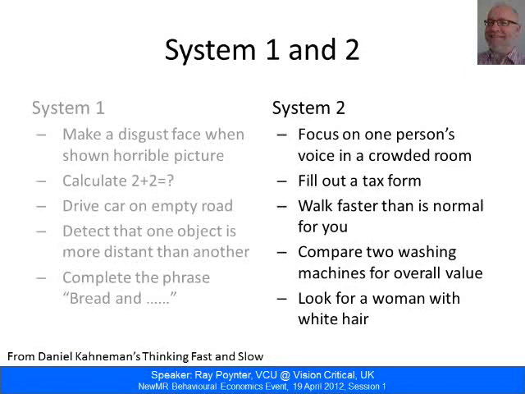If I just ask you to walk faster than you normally would, you're going to have to think more about avoiding other people, about how your feet are going to hit the ground. It becomes System 2.